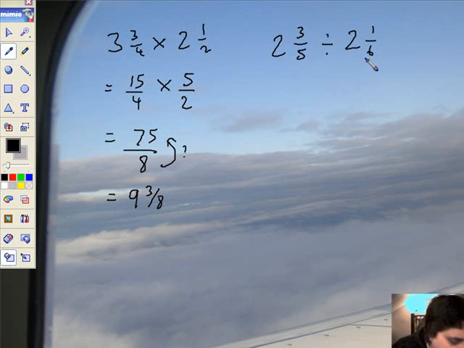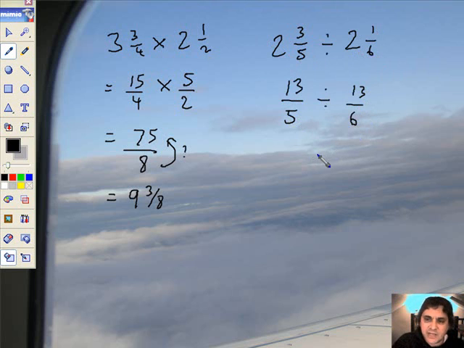Well, let's just top heavy them both so we don't get in a real mess. 2 5s are 10 plus 3, 13 over 5, and we're going to divide by 2 times 6 is 12 plus 1 is 13. 13 over 6. Please note I didn't flip it over yet. I was still busy top heavying and I didn't want to get my brain in a twist.